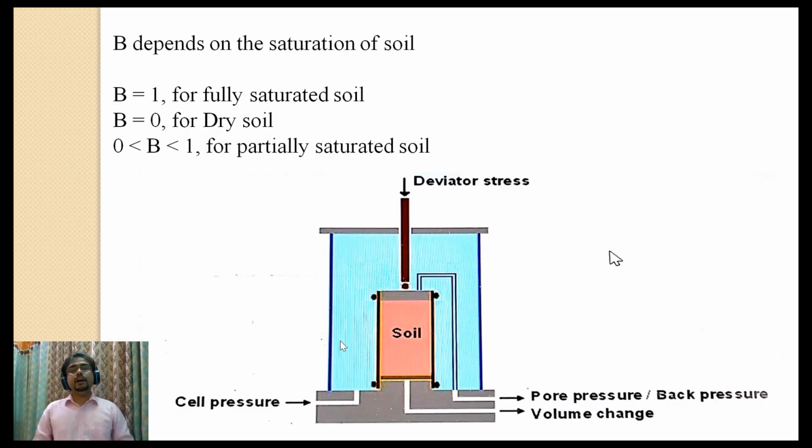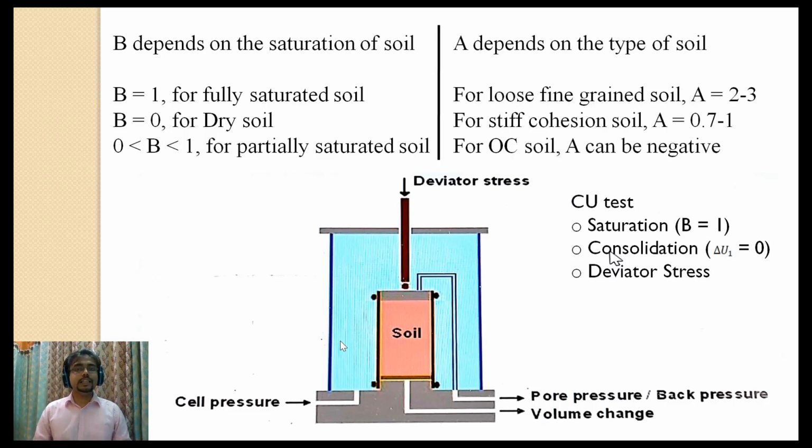Now coming to the CU test. I have told you that it is a bit contradictory in the case of the consolidated undrained test. This is not at all contradictory, because if we look at the steps of CU, the first step is the saturation stage. The first stage is not the consolidation stage. Consolidation is obviously the first stage, but still the consolidation is only possible if the saturation is completed.